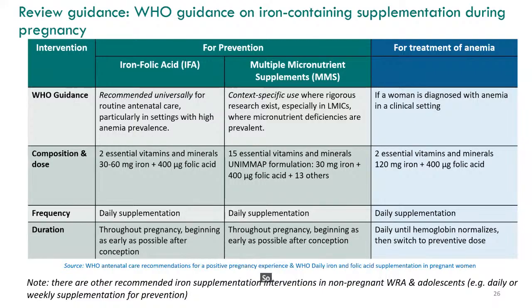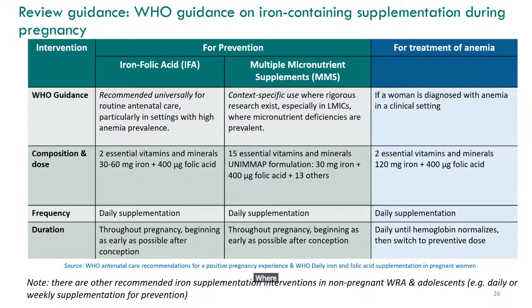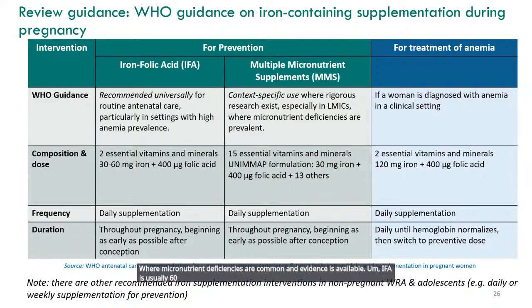So what does the guidance say? Well, the WHO recommends IFA for all pregnant women in settings with high anemia prevalence, and then MMS, particularly the UNIMAP formulation, where micronutrient deficiencies are common and evidence is available. IFA is usually 60 milligrams of iron and 400 micrograms of folic acid, whereas the UNIMAP MMS contains 30 milligrams of iron and 400 micrograms of folic acid, plus 13 other essential vitamins and minerals.